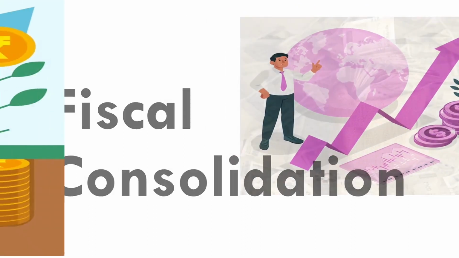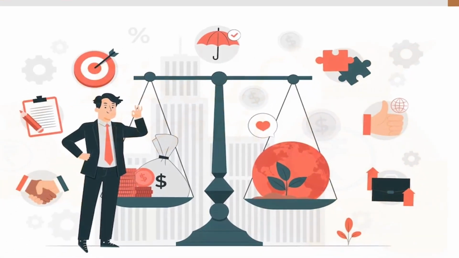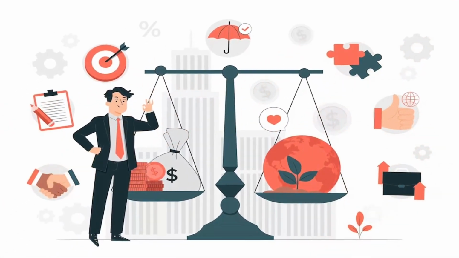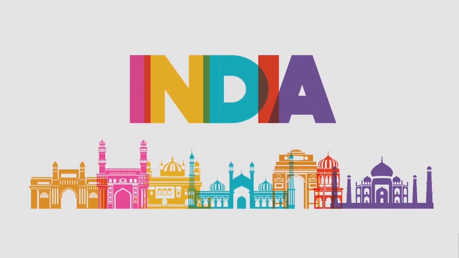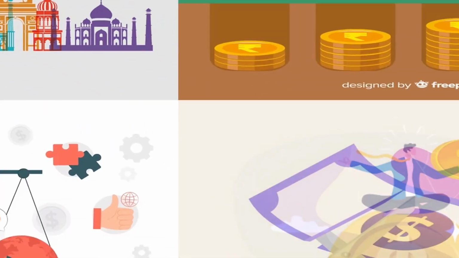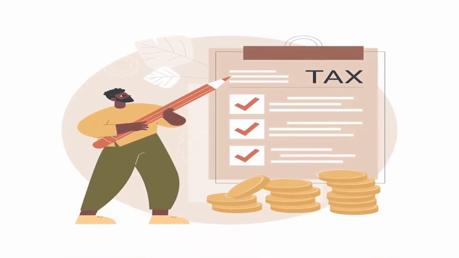Fiscal consolidation, on the other hand, is a strategy employed by governments to reduce their fiscal deficits and eventually achieve a balanced budget or even a surplus. Think of it as a plan to get your finances back on track after overspending. Governments use several methods for fiscal consolidation. Cutting expenses. Governments may reduce their spending on various programs such as public services, defense, or infrastructure projects. This helps bring down the overall expenditure.